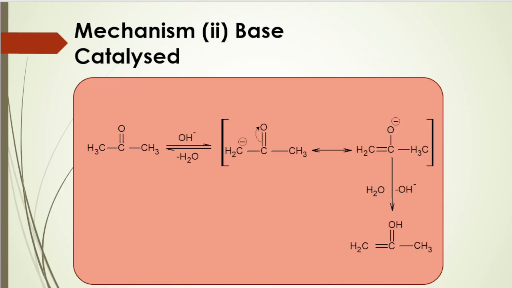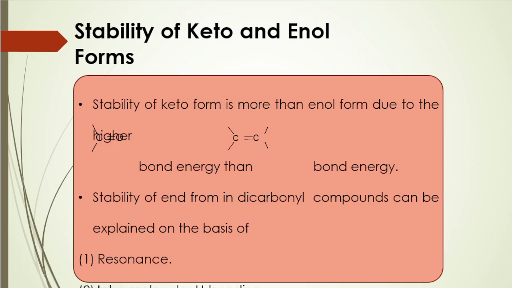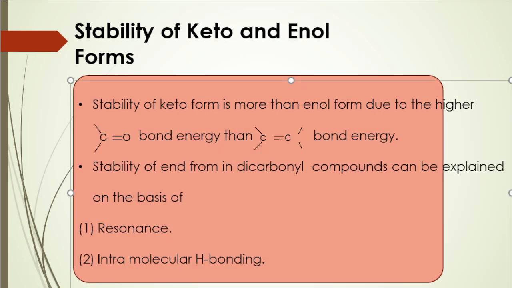Let's take another example. For example, if you consider this particular CH3 C double bond O CH3, you can check the base catalyzed mechanism here also. Okay, now stability of keto-enol forms. As there are two forms in tautomerism, one is the keto form, the other is the enol form.